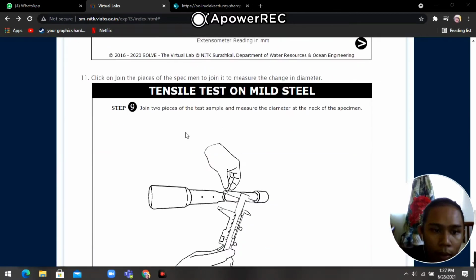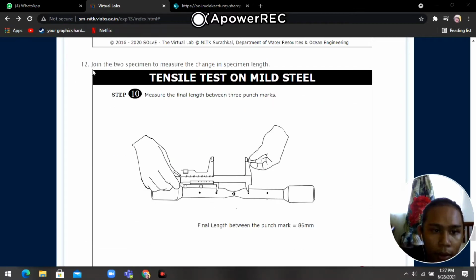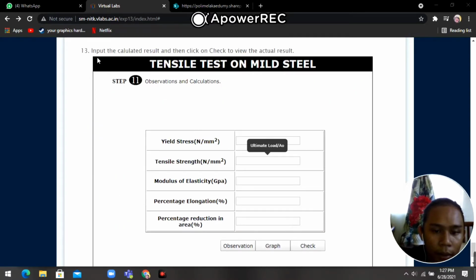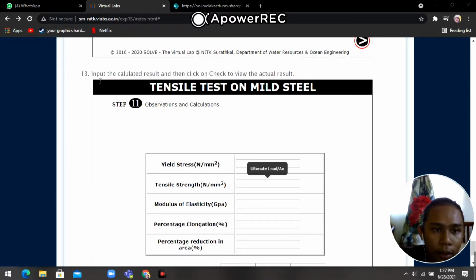Step 11: click on join the pieces of the specimen to join it to measure the change in diameter. Step 12: join the two specimens to measure the change in the specimen length. And the last, step 13: input the calculated result and then click on the check to view the actual result.